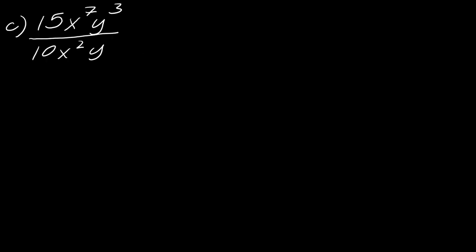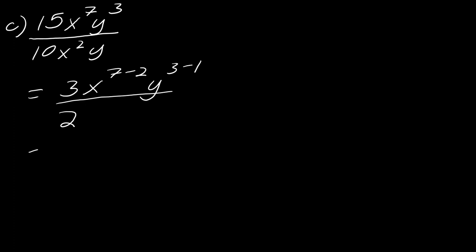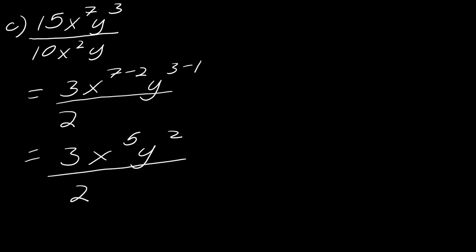Okay, so now this one is an example of the quotient rule. So notice that the 15 and the 10 are both divisible by 5, so I can simplify this to 3 over 2. And now for the rest of these, I'm just going to subtract the exponents. So I'll take the x to the 7 minus 2, and then y to the 3 minus 1. So my final answer here is 3x to the 5th, y squared over 2.